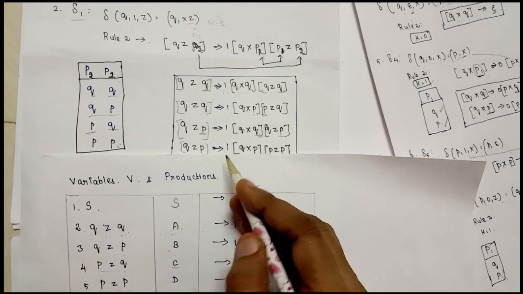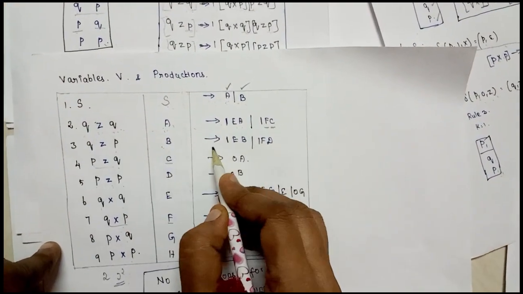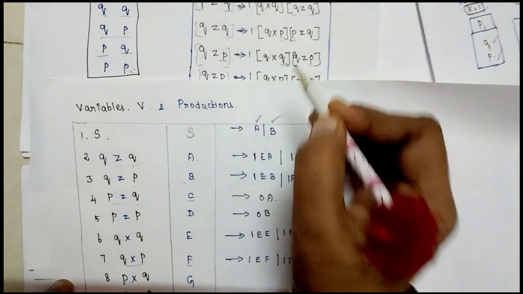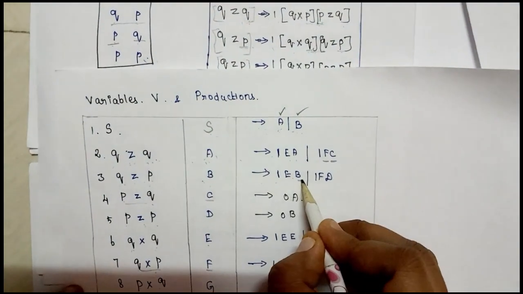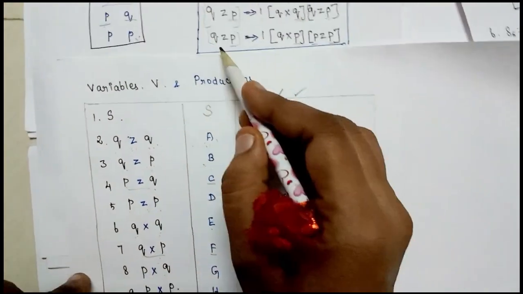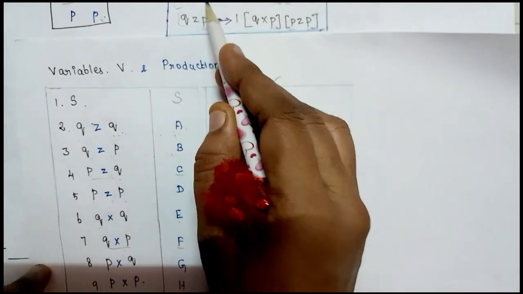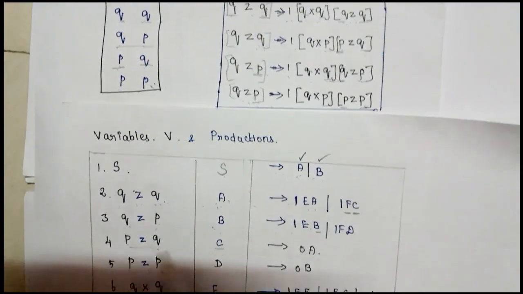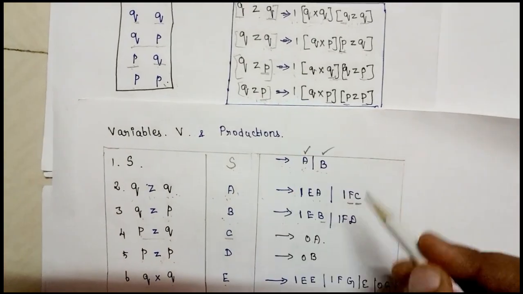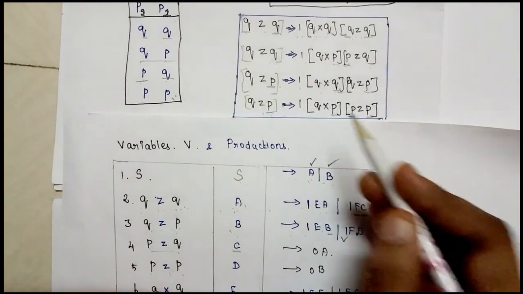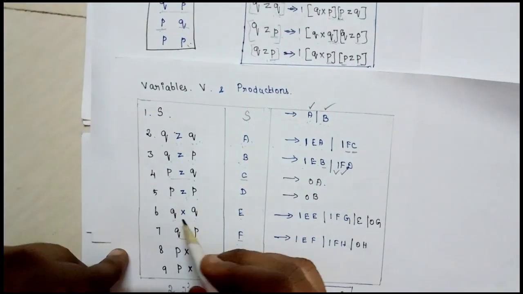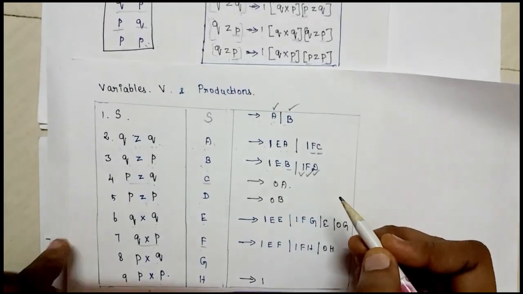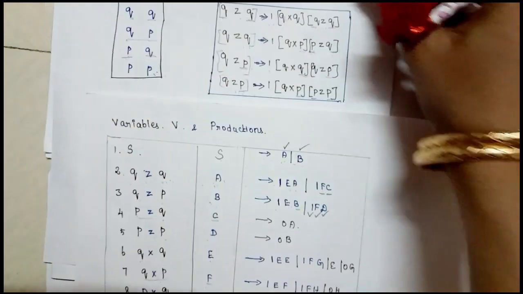The remaining two productions are for QZP. QZP is B. B produces 1 and QXQ, QXQ is E, and QZP is B. And for the second production, for this QZP itself, we have two productions. So B produces 1, and QXP, QXP is F, so F, and then PZP. PZP is D. So D. This is for the first transition function.